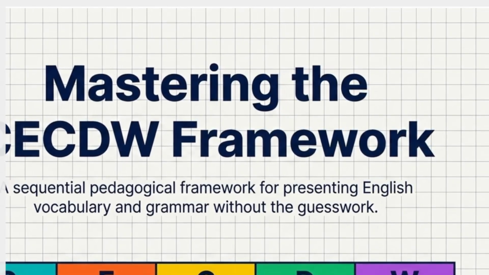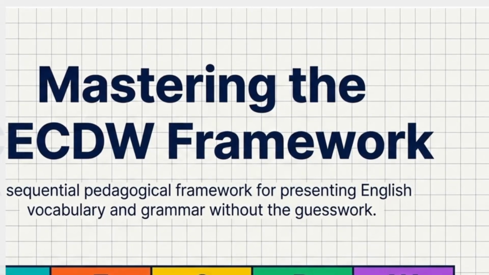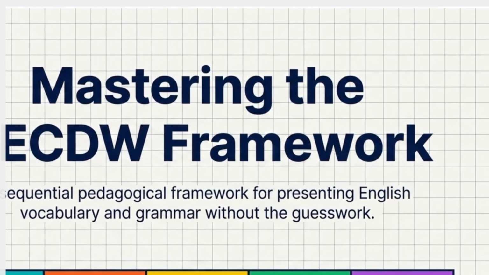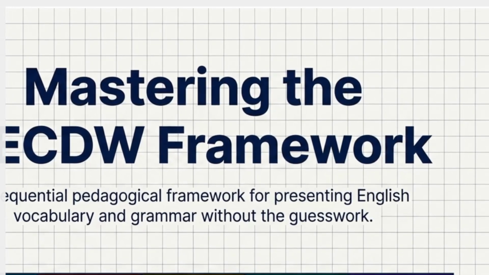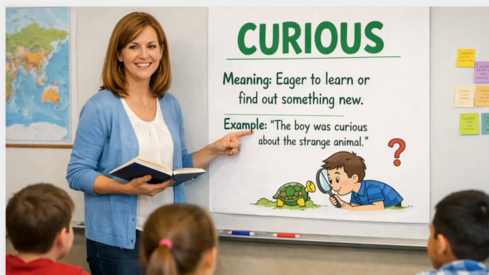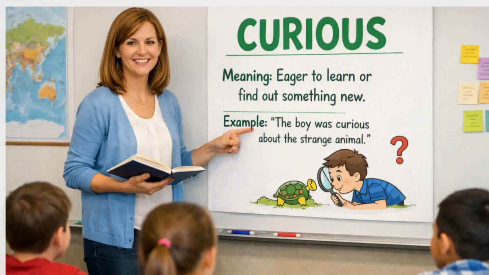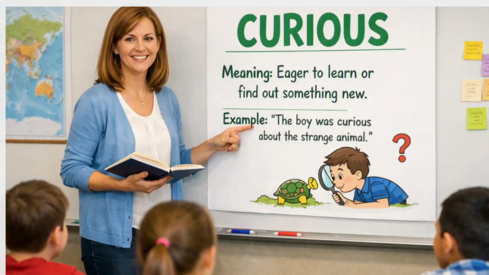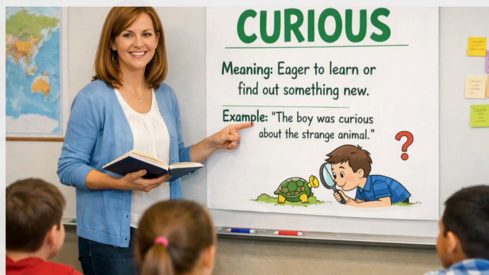The 5 stages are C. Contextualization, E. Elicitation, C. Concept checking, D. Drilling, W. Writing. The main purpose of this framework is to reduce guessing and make language presentation more predictable for both the teacher and the learner.